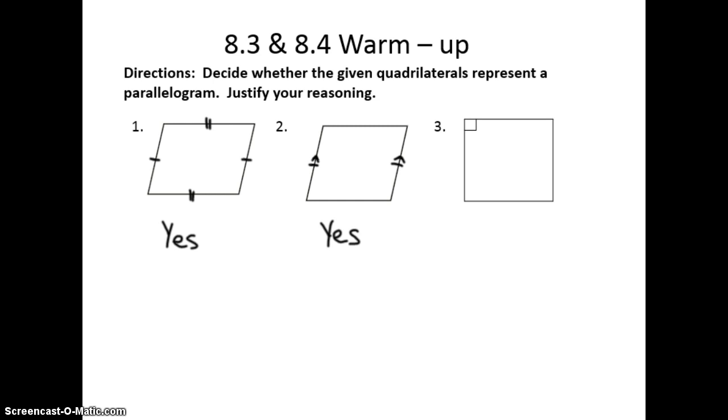And then on number three, all I know is that this is 90 degrees, so I don't know anything else about the opposite sides being parallel or congruent, so it's really easy to say this is no, it's not, and it could look something like this. So say that these other two sides look like this, then it would be clear that this is not a parallelogram because opposite sides are not parallel. So don't always trust the picture, trust the markings.